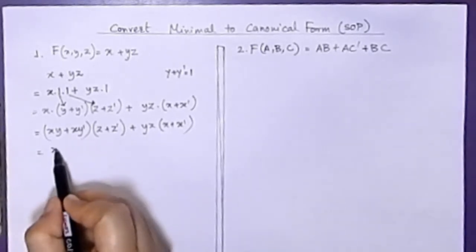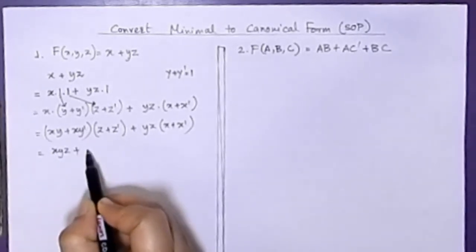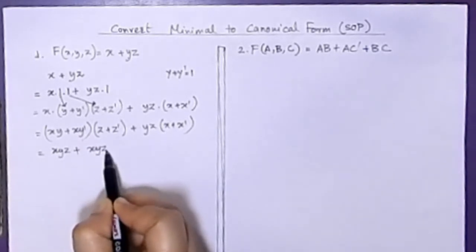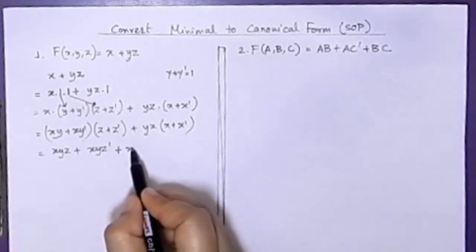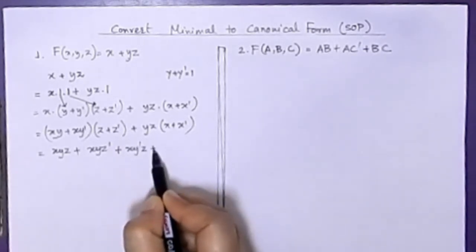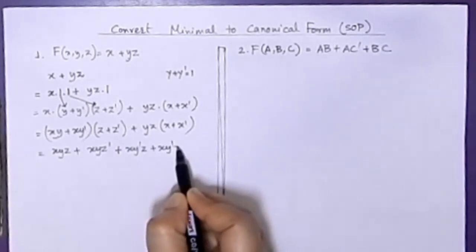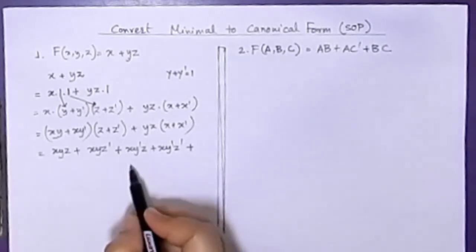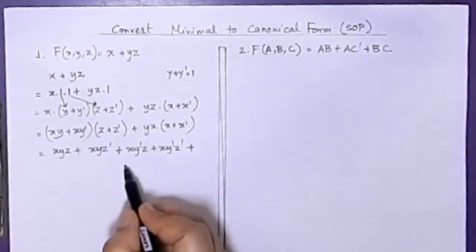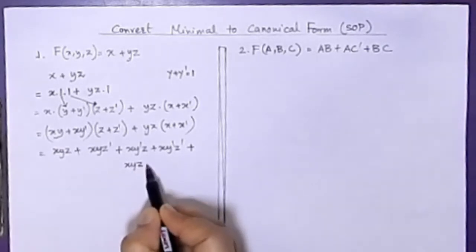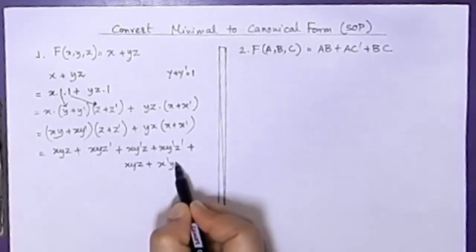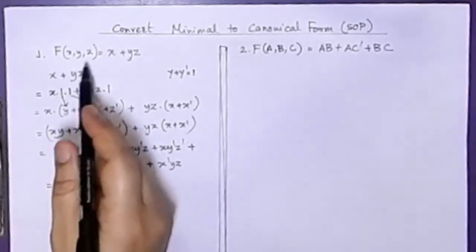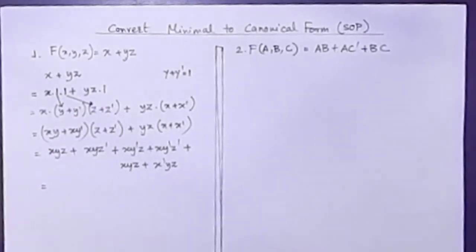So this is xyz plus xyz dash, that is this one being multiplied with these two. Again this xy dashed z plus xy dashed z dashed plus this is xyz plus x dashed yz. We try to maintain the order of the variables as given in the question.